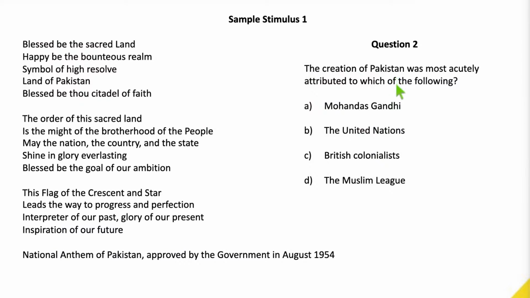Let's take a look at question 2. The creation of Pakistan was most directly attributed to which one of the following? Now, for this one, you actually do not need the poem. If you know how Pakistan was created, you know that it was by the Muslim League. The British colonists sort of said, okay, we'll do that. Mohandas Gandhi was actually against the creation of Pakistan. So it is the Muslim League, which fought for and got land that was then called Pakistan. So realize that for this question, you need to know something beyond what they give you here, and that is why this is a little bit beyond just a reading comprehension type passage.